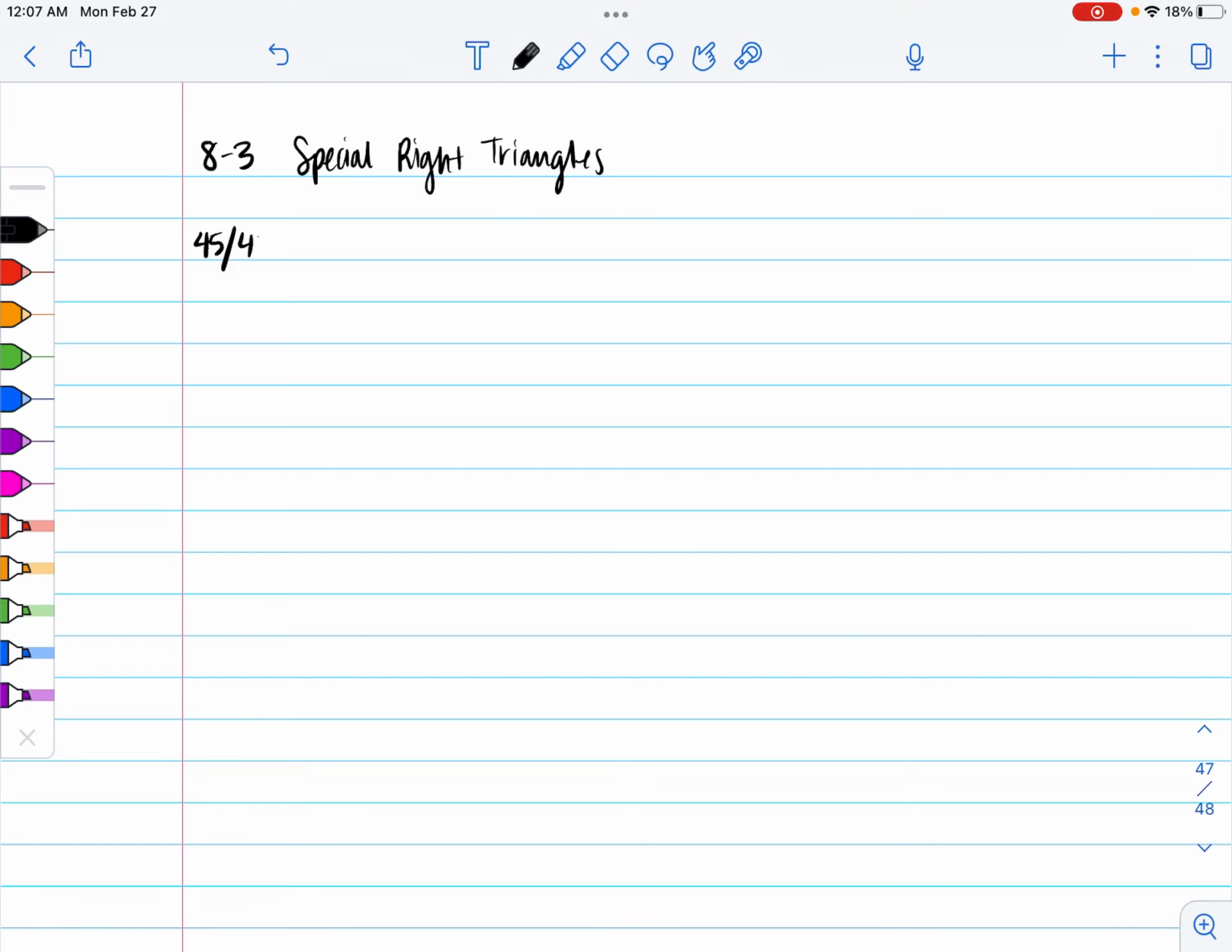First one is our 45, 45, 90 degree triangle. If you want to put the degree symbols here, that's perfectly fine. 45, 45, 90 is technically an isosceles right triangle. So yes, you could have both isosceles and right. And when we have these special right triangles, this one in particular, something interesting happens with these side lengths.